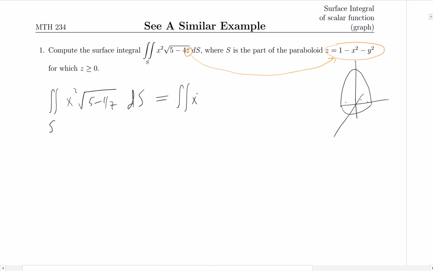So this becomes square root of, and if you plug in for z 1 minus x squared minus y squared and distribute, multiply everything out, you'll get underneath the square root 1 plus 4 x squared plus y squared.